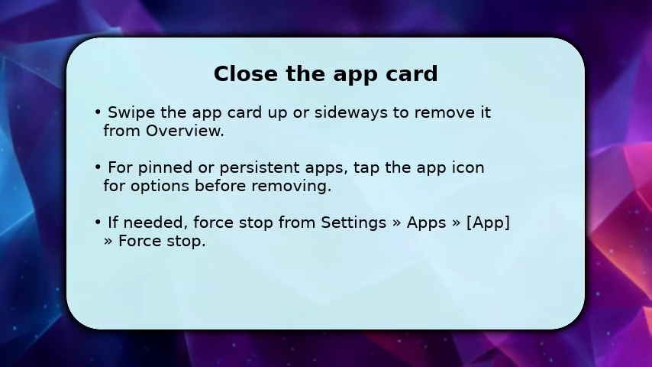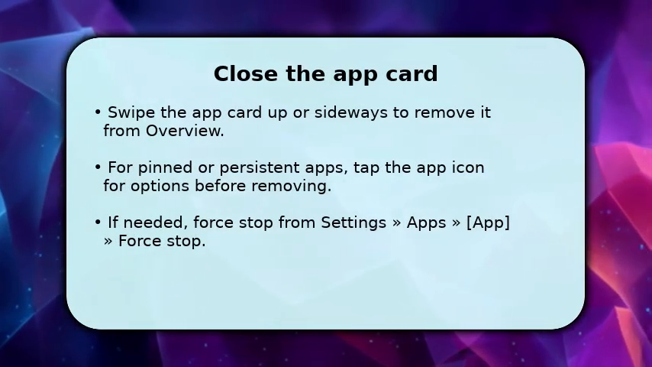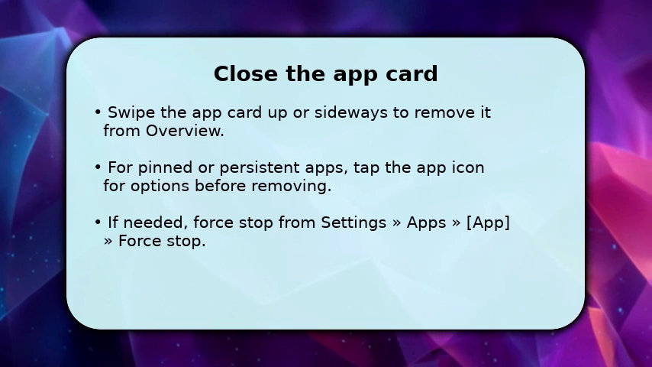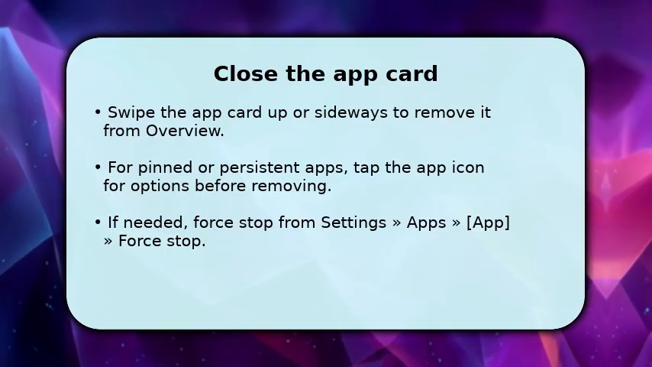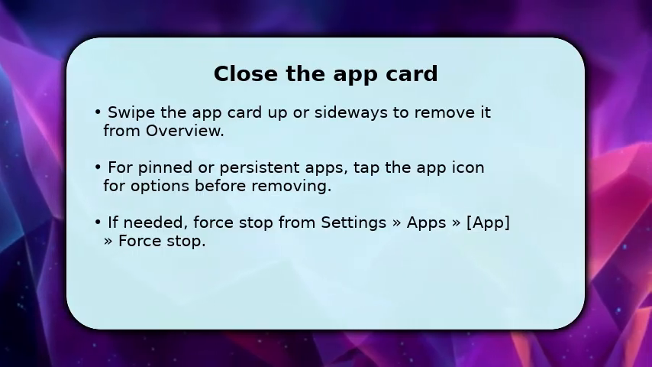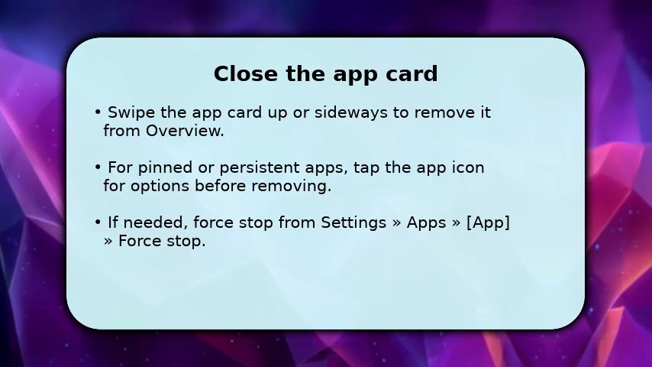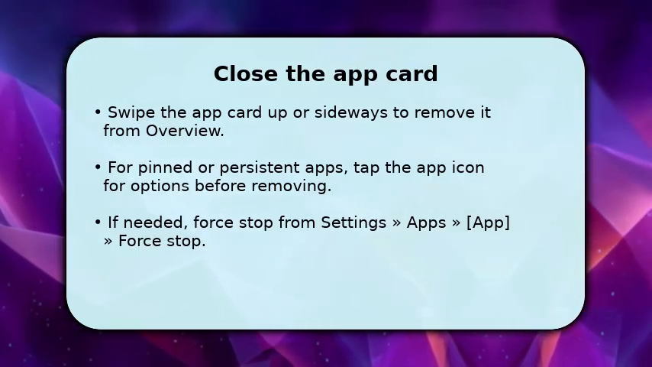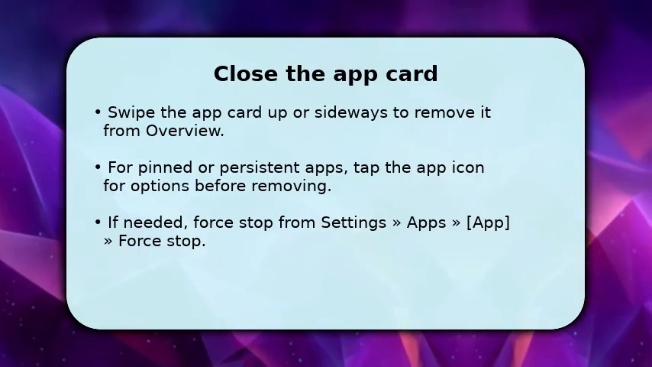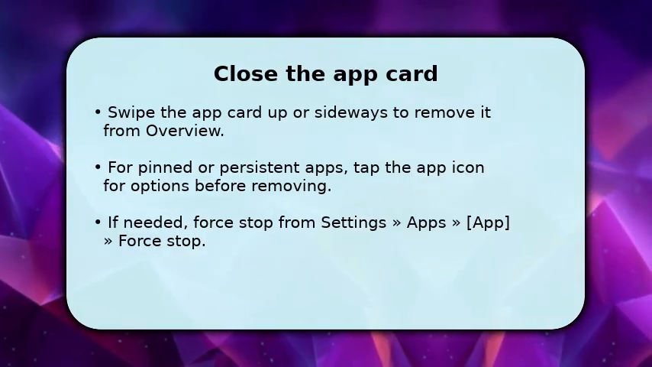You now remove the app card. Swipe it off the screen, up or sideways depending on your launcher, to stop its UI and most background activity. If the app is pinned or persistent, tap its icon on the card to reveal options and unpin or close from there. Once removed, Android typically labels it as no longer in use, which reduces background tasks.